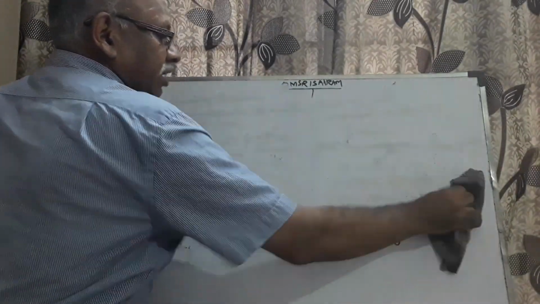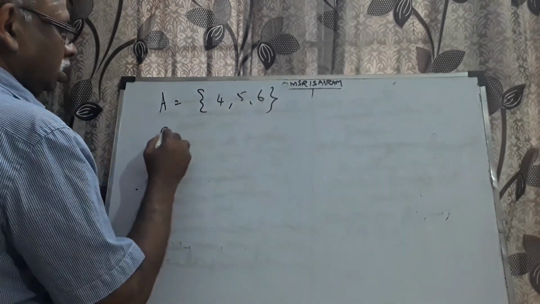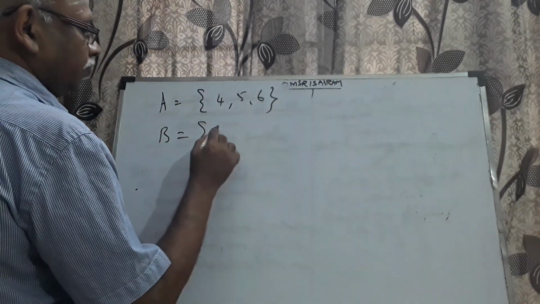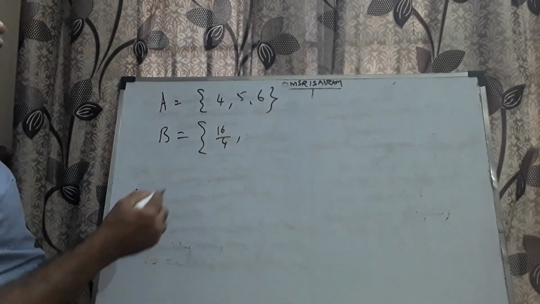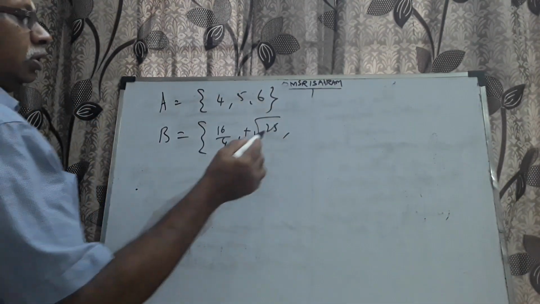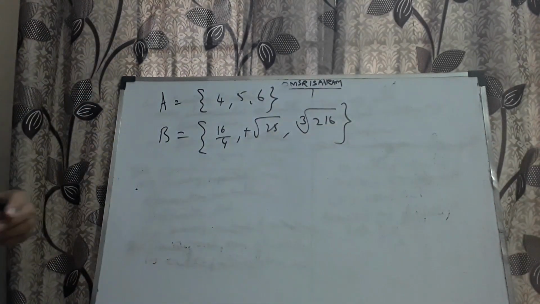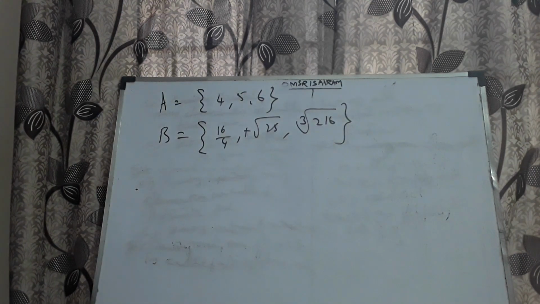Then two sets, capital A and capital B, have the same elements. They are said to be equal sets. See here, A is equal to, let us say, 4, 5, 6. B is, let us say, 16 by 4, 4 plus root of 25. Even if I don't write plus, it means only plus. Then cube root of 216. I get the same set of values. Order doesn't matter. We already know.